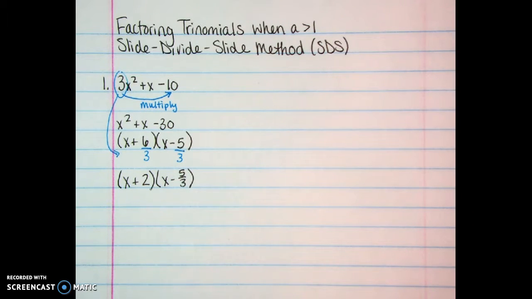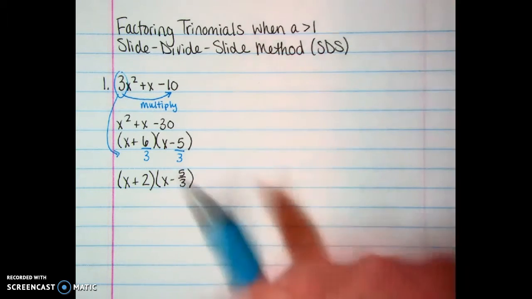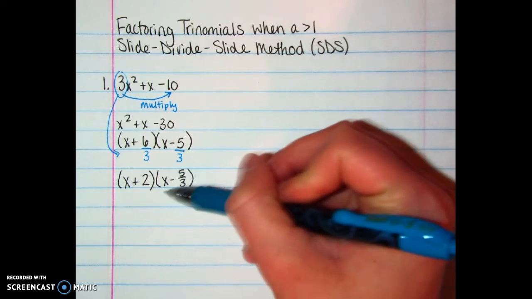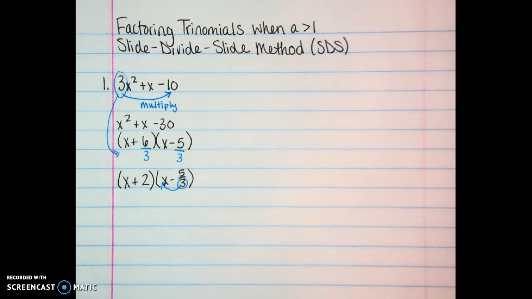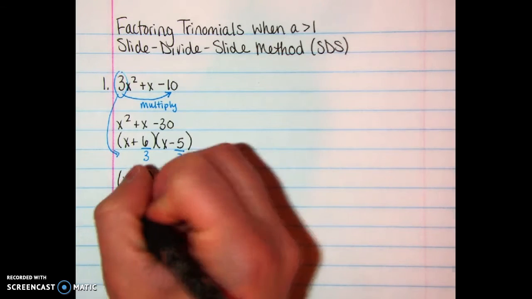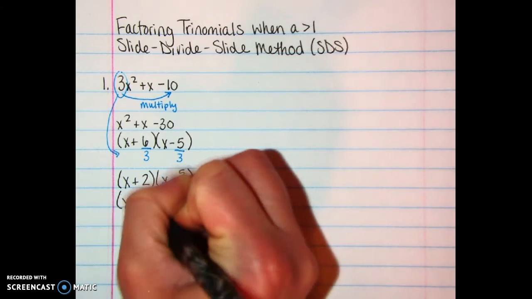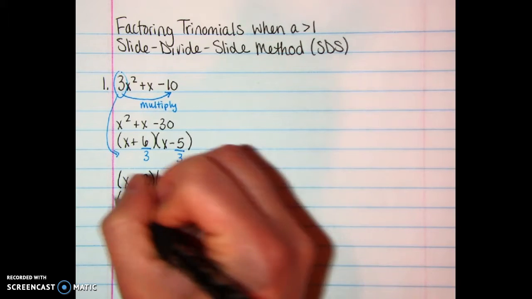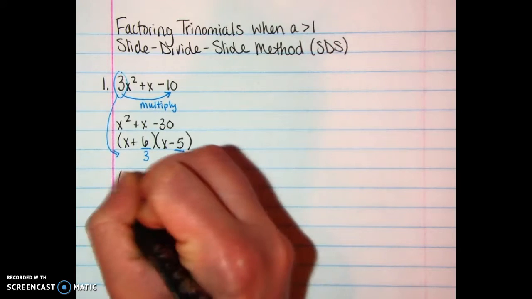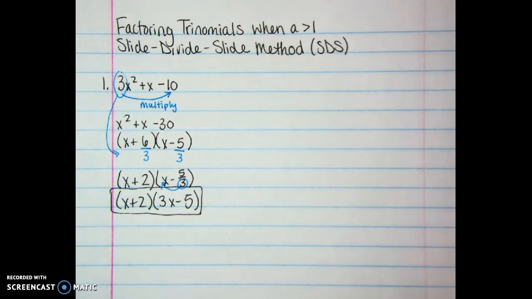But now the last step is to slide again. If you have a denominator in either of these, that denominator goes to the front of its set of parentheses. So my final answer now is x plus 2, 3x minus 5. And I'm not going to make you check your answers. I would recommend it, but I'm not going to make you do that.